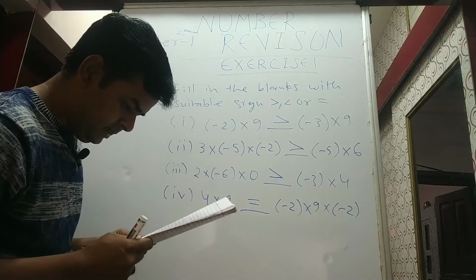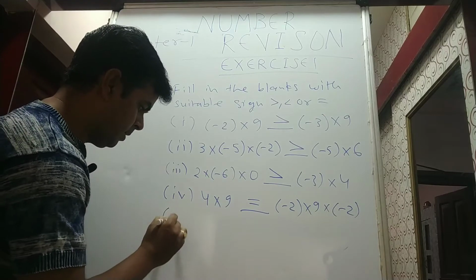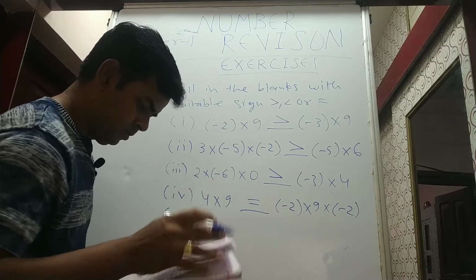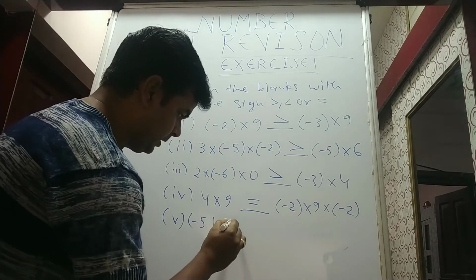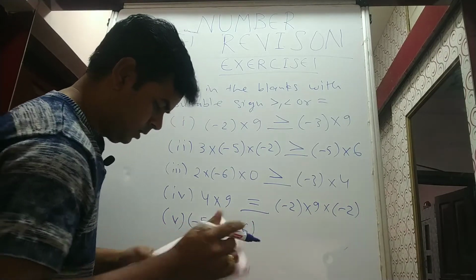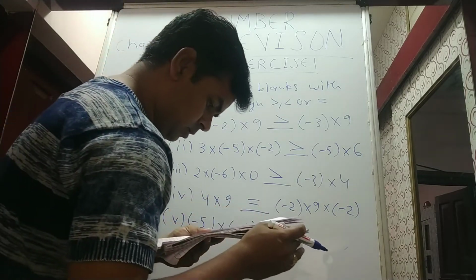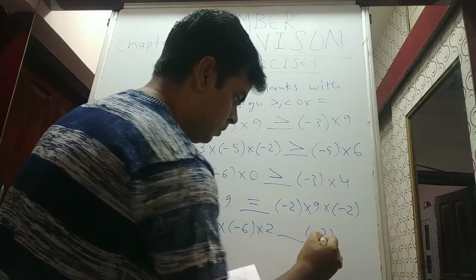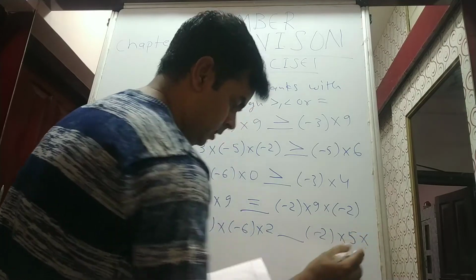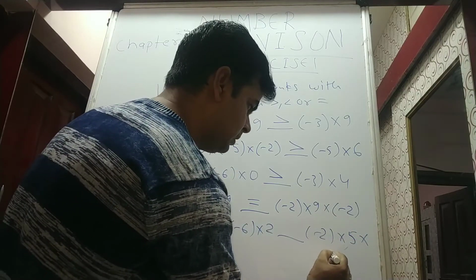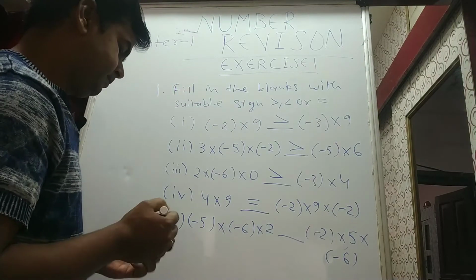Then the next one is minus 5 into minus 6 into 2, dash, minus 2 into 5 into minus 6. Okay.